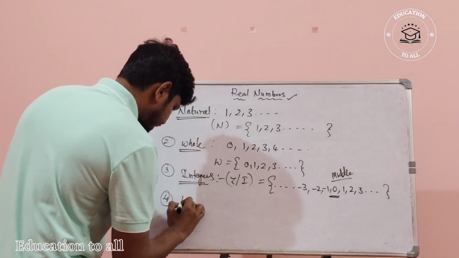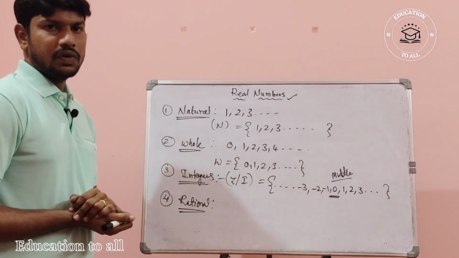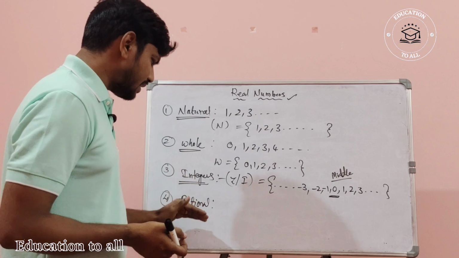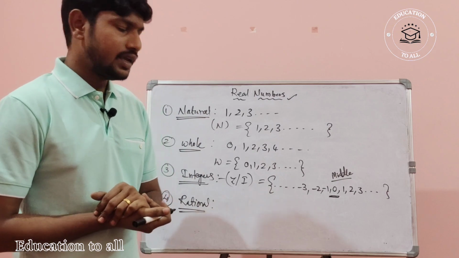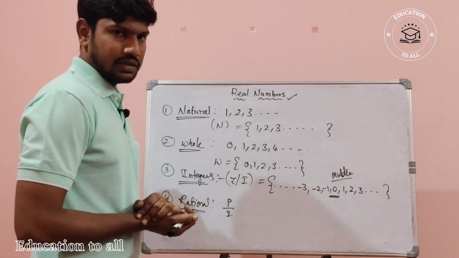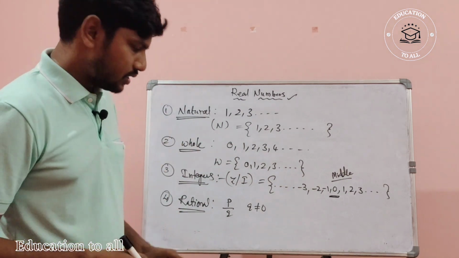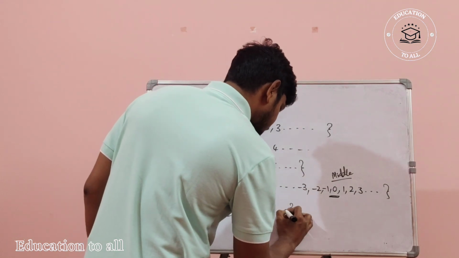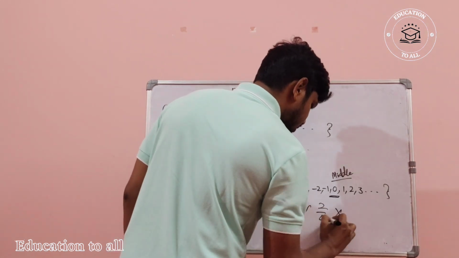And the fourth one, rational numbers. Very simple logic. We studied rational numbers in earlier classes. Rational numbers are the numbers which can be expressed in the form p by q, where q is not equal to 0. Here there is a condition: q must not be equal to 0. Why, sir? Very simple logic. If q equals 0, what happens? For example, 2 by 3 is a fraction, but 2 by 0, if I write it, is not defined.